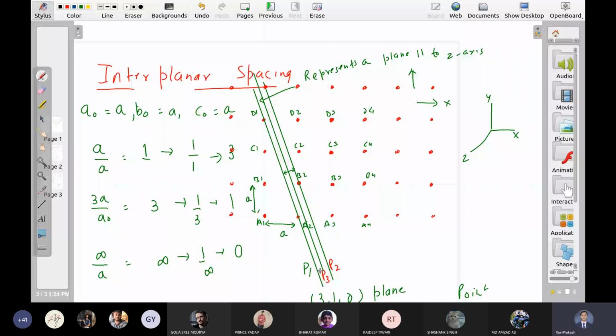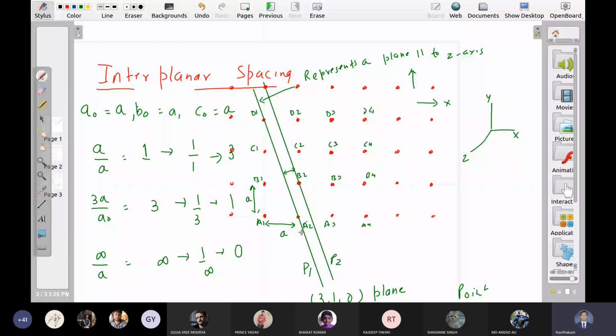Now the next task is to find what is the gap between P1 and P2. Sir, why will P3 not pass through any point? Okay, so I'll give you the answer. Just give me some time.